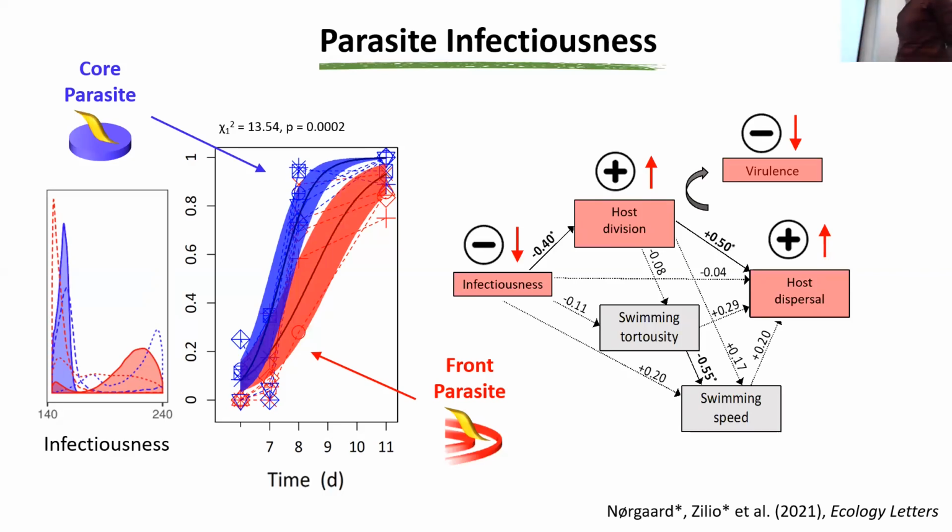So if you put all the information together in a multi-path analysis, you have sort of an explanation of what's going on. There's a reduction in infectiousness. So the front parasite just takes longer to develop. Therefore, it suffers less and is able to divide more. So there's a reduction in virulence, and therefore it allows the host to disperse more, so it can go around easily. Okay.